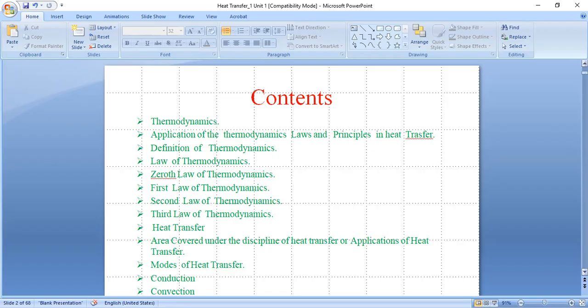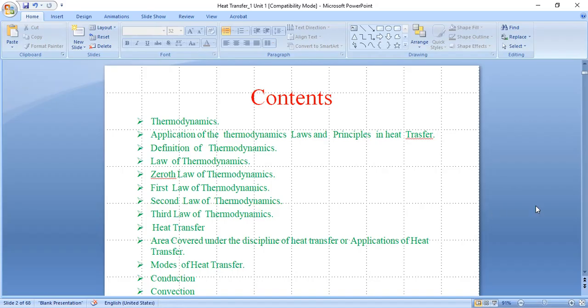Next, the definition of heat transfer, the definition of thermodynamics, and the laws of thermodynamics: the Zeroth law, the first law, and the second law of thermodynamics. These are the three major laws I will use, and one more law, that is the third law of thermodynamics. Then heat transfer, the areas covered under the discipline of heat transfer, or applications of heat transfer.